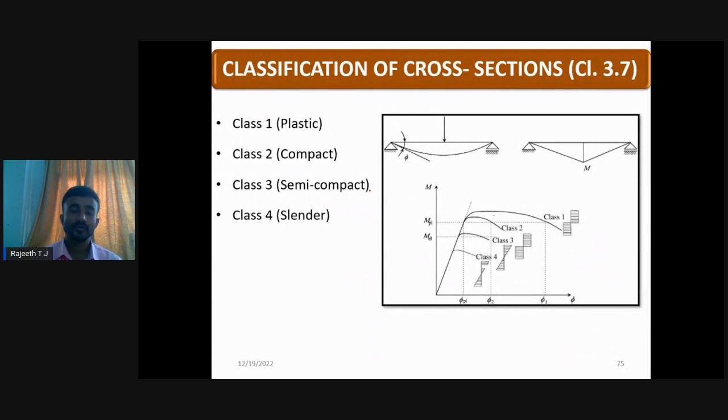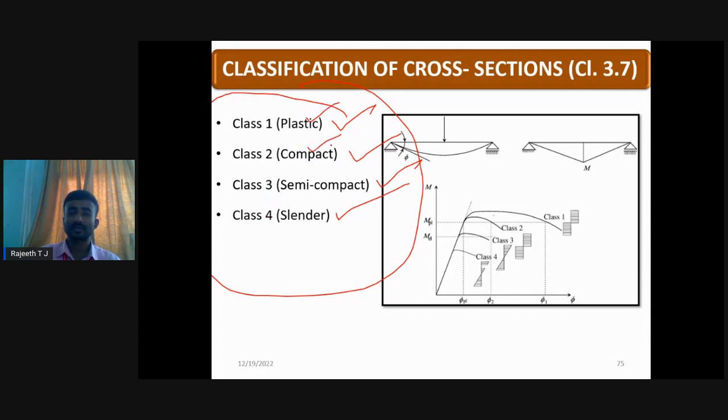So then next, if you go for the important concept called plastic analysis. First, I will discuss the classification of cross sections based on moment rotation capacity. The entire steel sections available in the market, or that people are using, can be classified into 4 categories. Class 1, class 2, class 3, class 4. Class 1 we also call plastic section, class 2 is compact, class 3 is semi-compact, class 4 is slender.